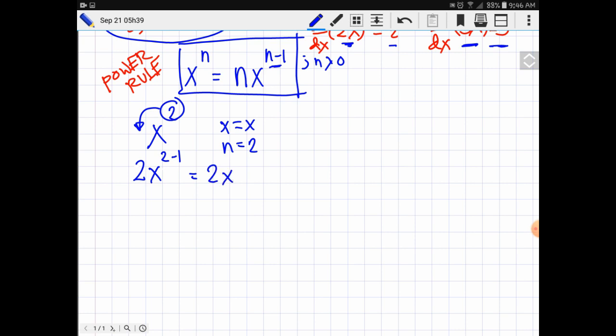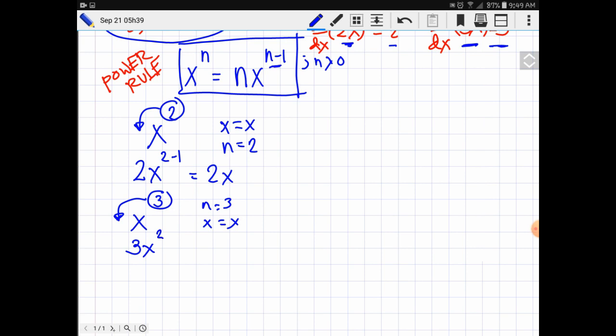Another example, if we have x cubed. For x cubed, our n here is 3. Again, our variable is x. So we just transfer the exponent there, and then for the remaining exponent, we subtract one. So this would be equal to 3x raised to 3 minus 1, or just 2.